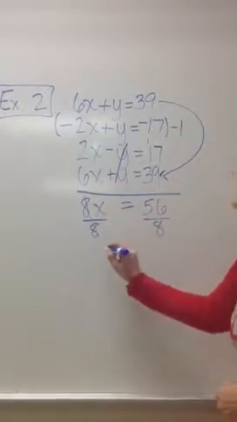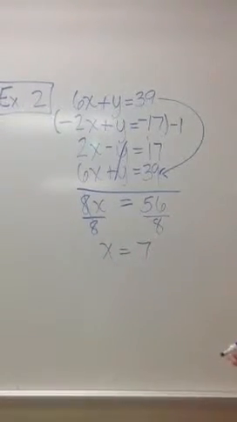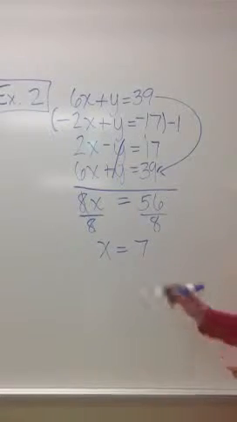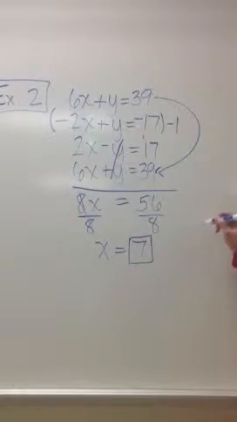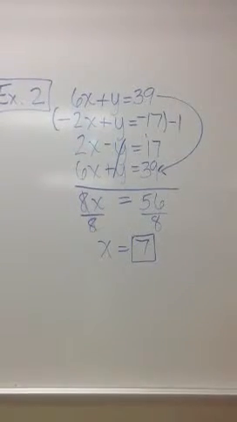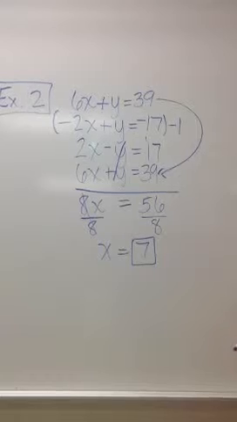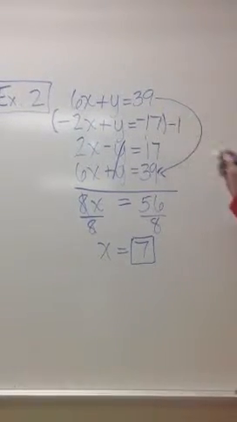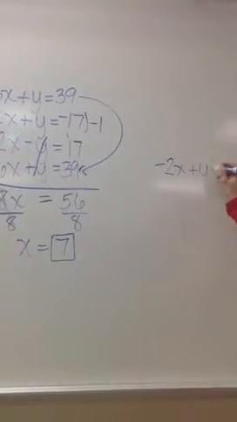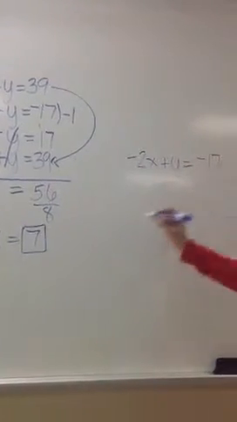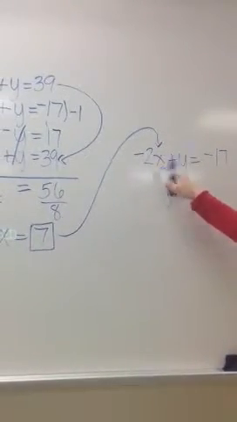The 8's will cancel. X equals 56 divided by 8, which is 7. Now, just like the last example, I'm going to take this 7 and substitute it into one of my equations to solve for the y variable. I'm going to pick this top one since I have a coefficient of 1 for my y. So I'm going to rewrite this equation. Negative 2x plus y equals negative 17. And I'm going to take this 7 and substitute it right here for x.